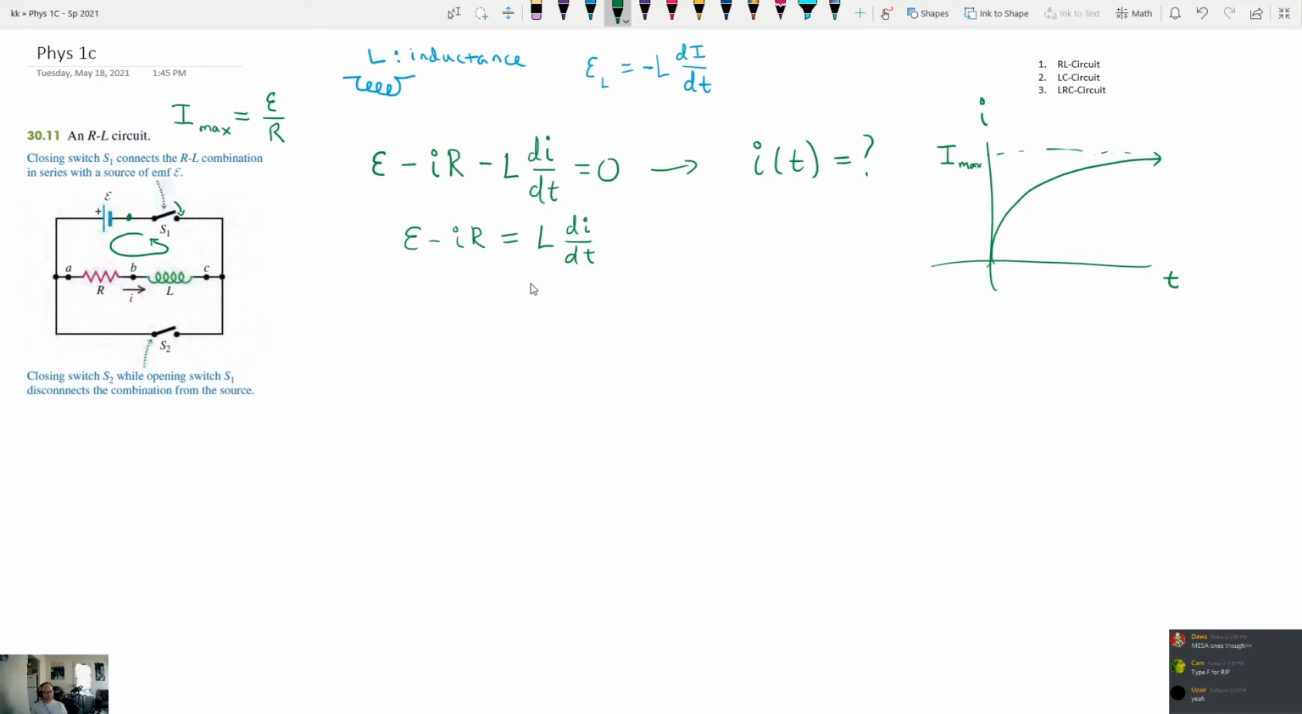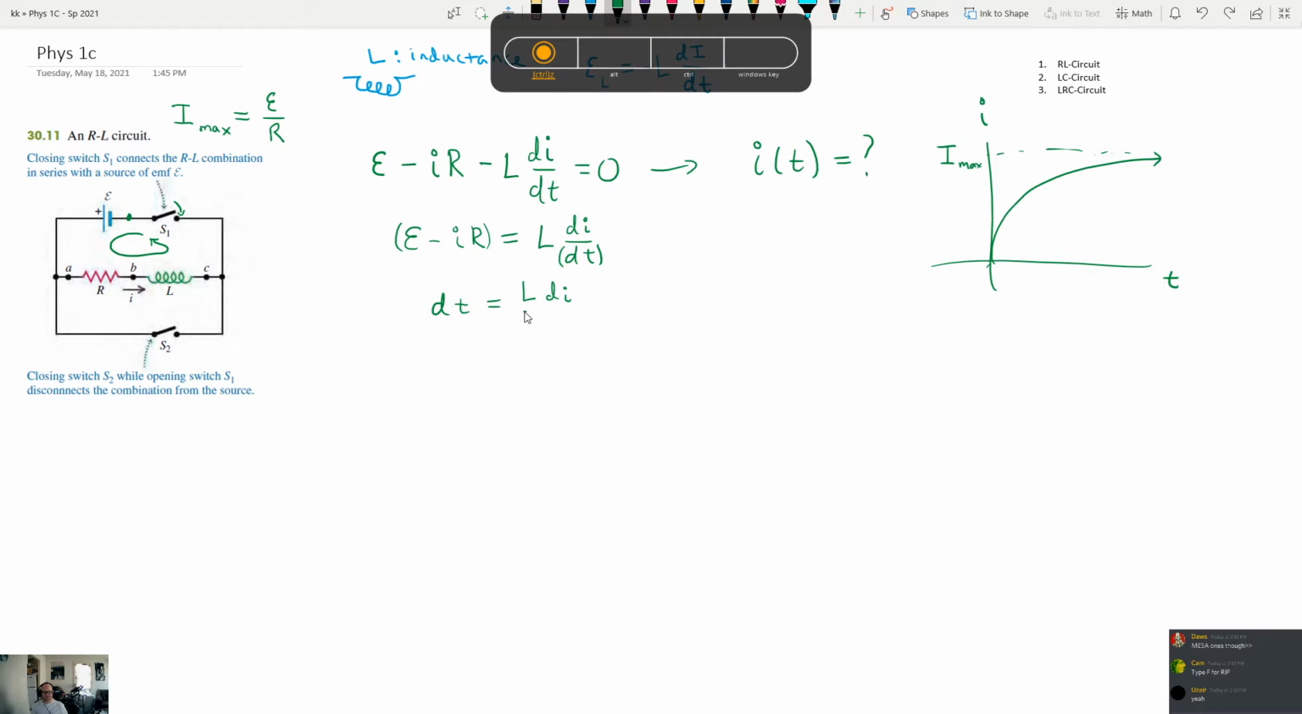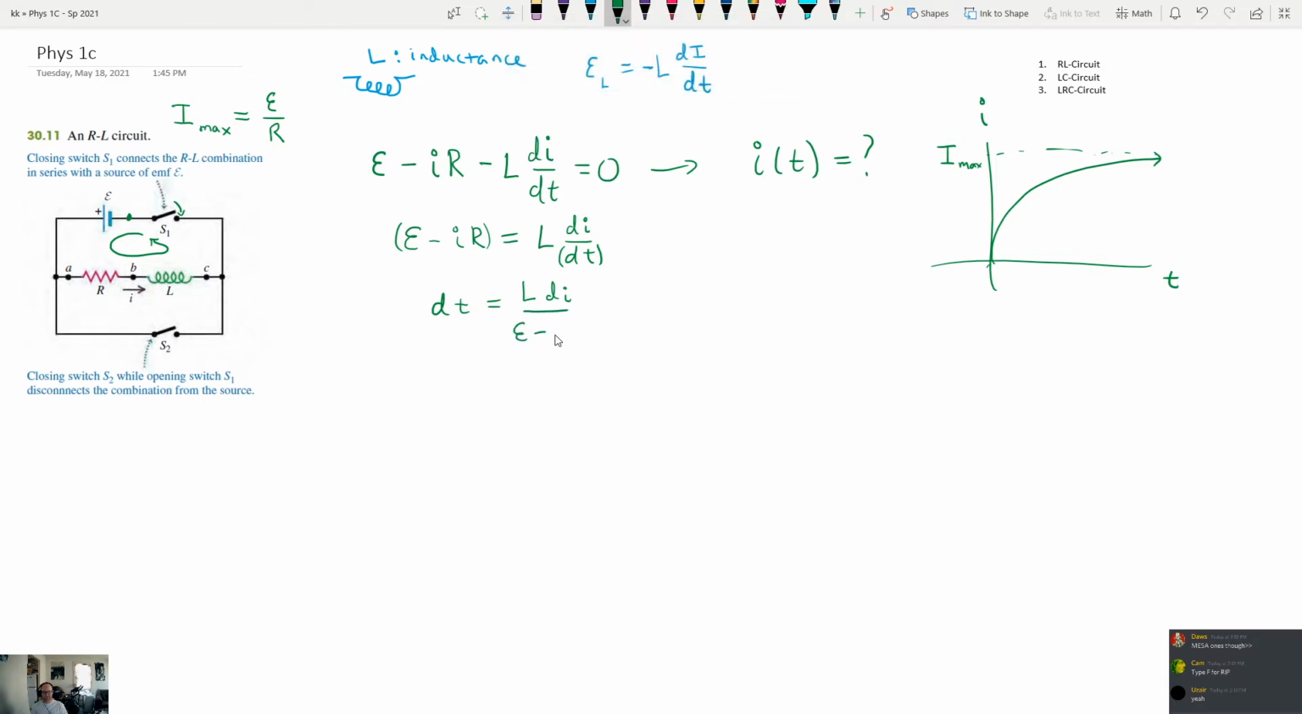We can divide both sides by E minus IR. Basically, divide both sides by the left-hand side. I'm going to do that, but I'm also going to multiply dt to the left-hand side at the same time. So we take dt and multiply it over here, and that's going to be equal to L times di divided by E minus IR.